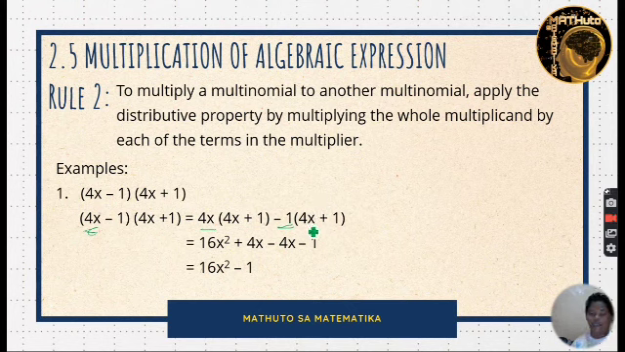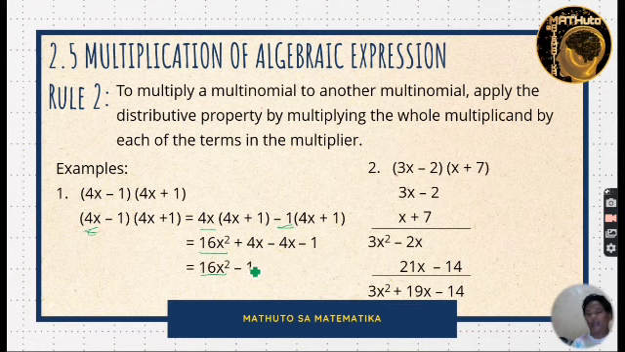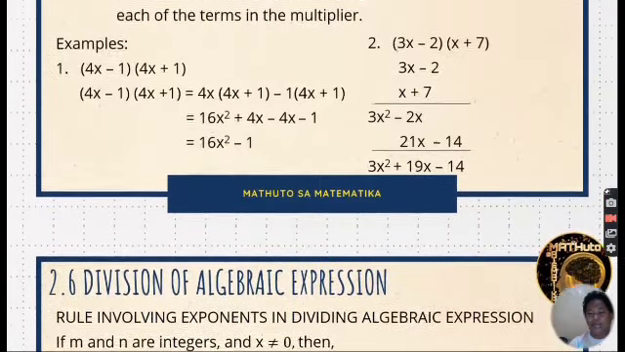So, 1 times 4x is 4x, since ito ay positive, naging minus. 1 times 1 is 1, and the sign of 1 here is plus, so magiging minus po. Then, add po natin lahat ng similar terms. So, 16x squared, copy po natin since siya lang po yung may x squared. 4x minus 4x is 0. So, we have only 16x squared minus 1. So, you can check the product if you get a correct product by using this process po. Ganun po yung ating process.